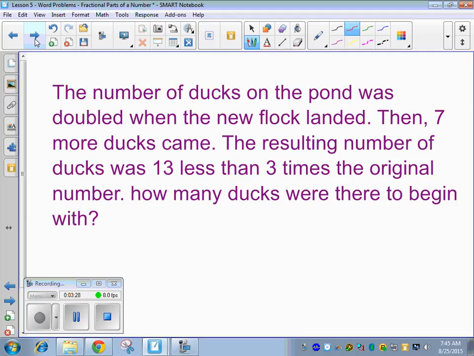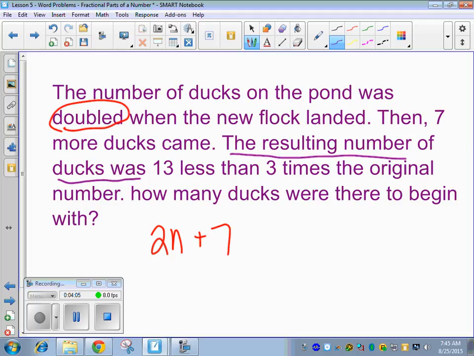All right, so the number of ducks on the pond was doubled when the new flock landed. All right, what does the word doubled mean? Multiplied by 2. All right, and it's just the number of ducks, so we use n. We don't know what that number of ducks is. So the number of ducks was doubled, and then 7 more ducks came. What kind of math should I write for 7 more ducks came? Exactly, plus 7.